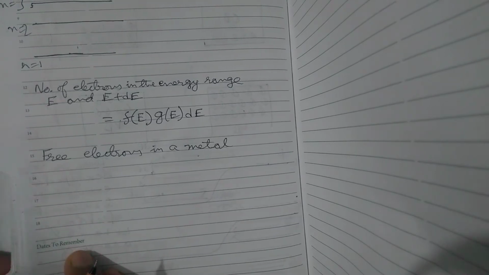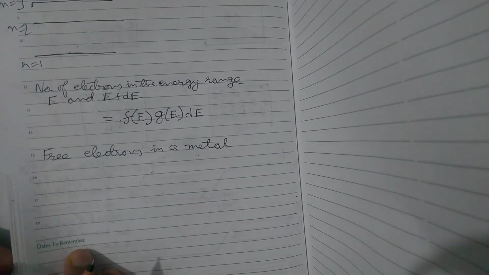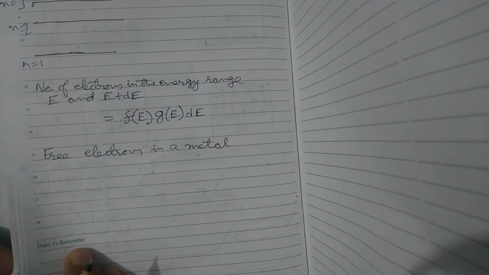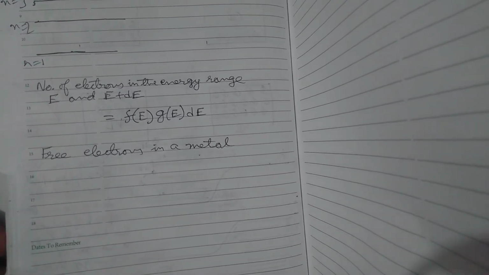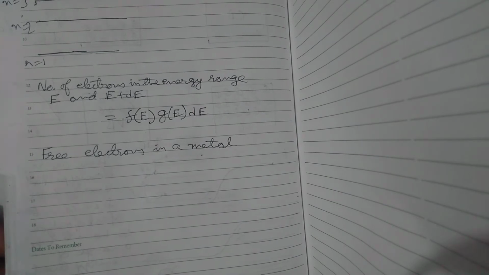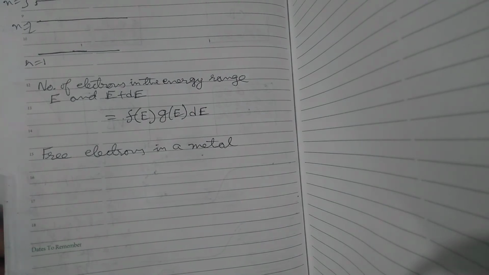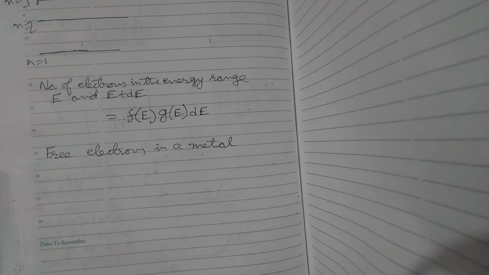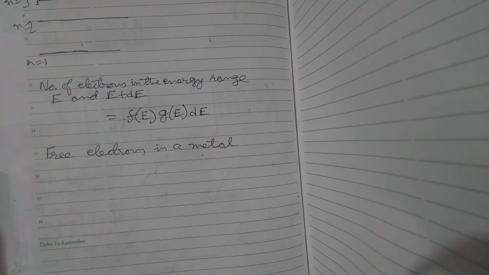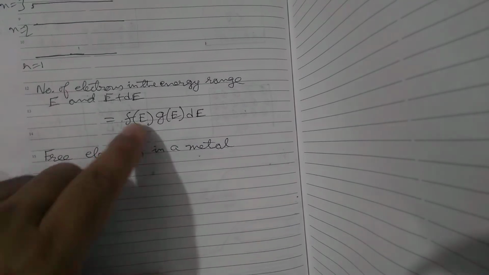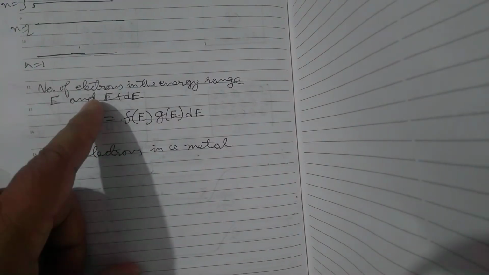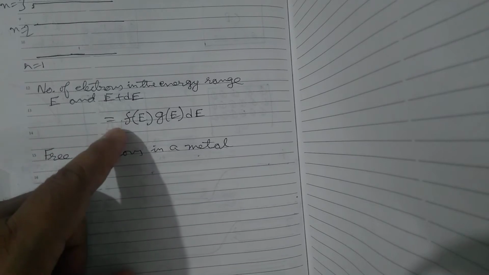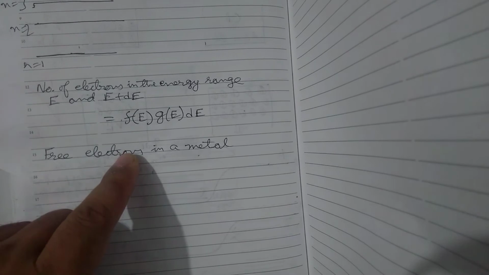Since there can be a maximum of one particle per quantum state, the function F(E) is the ratio of the number of quantum states of energy occupied by electrons to the total number of quantum states available in the energy. So from this, let us do the number of particles having energies in the range, number of electrons in the energy range E and E plus dE, is given by this.